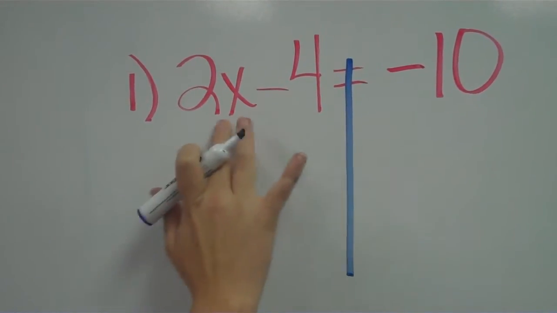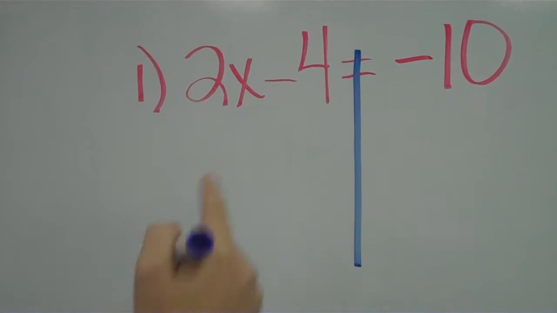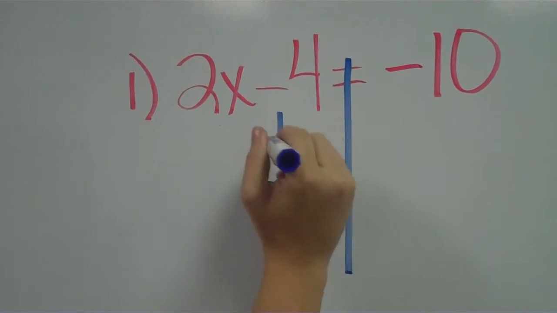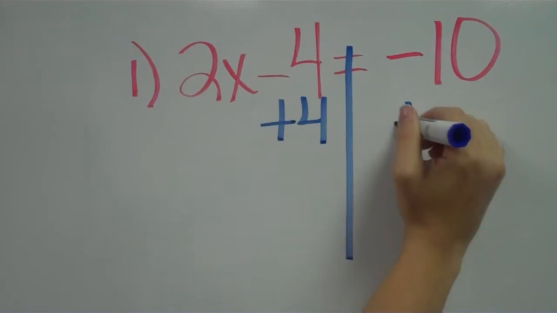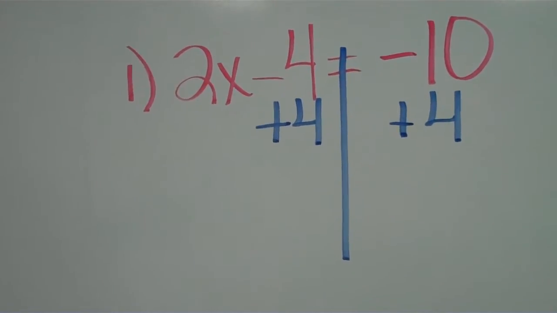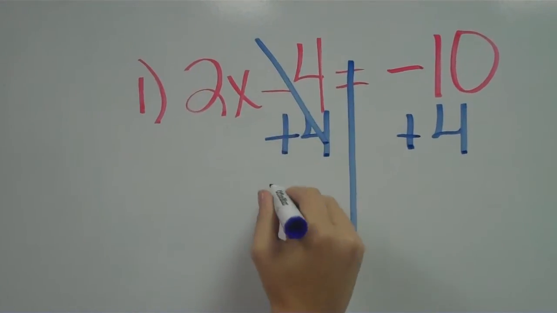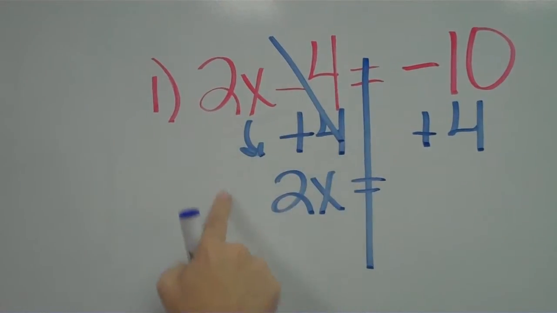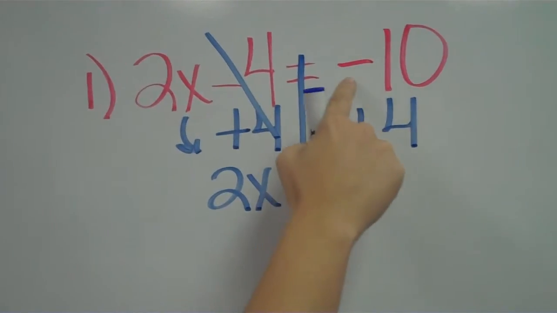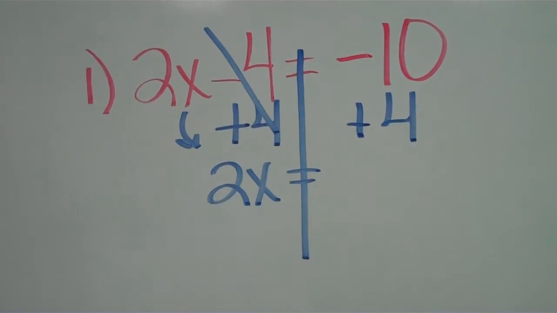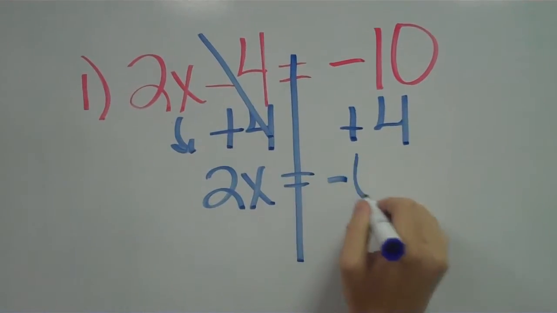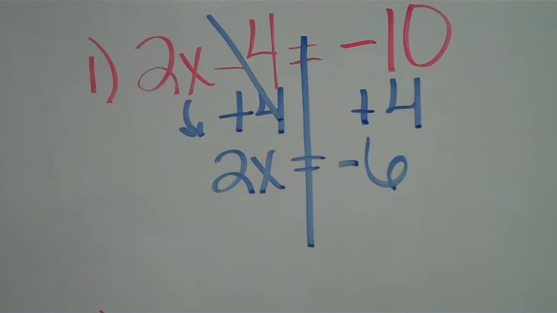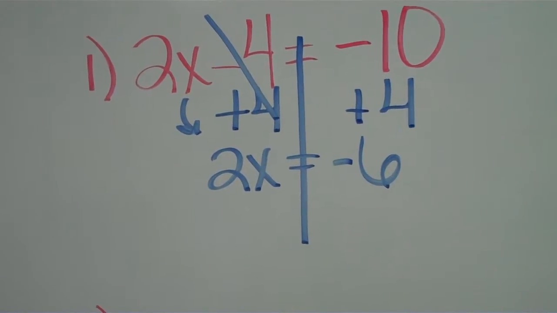And we still just get rid of stuff by opposites. So the opposite of subtracting 4 is adding 4. And you have to do it on both sides. Those go away just like in the last video. This comes down, we just rewrite it. And then in your calculator, do negative 10 plus 4. If you do that in the calculator, you'll end up with negative 6. All right? That's the first step. There's 2 steps. That's step 1.